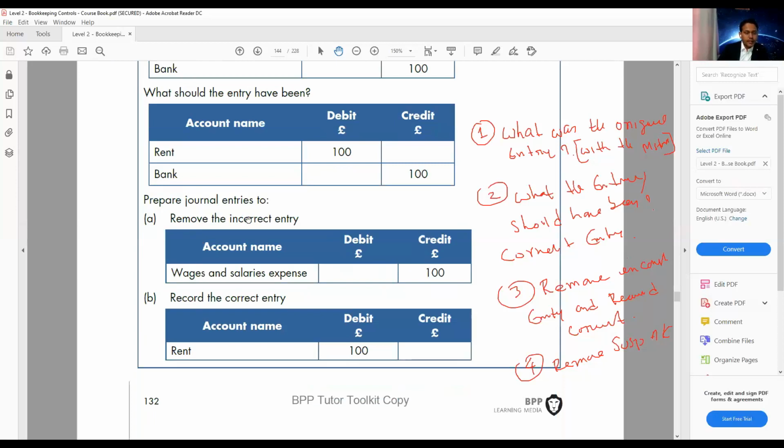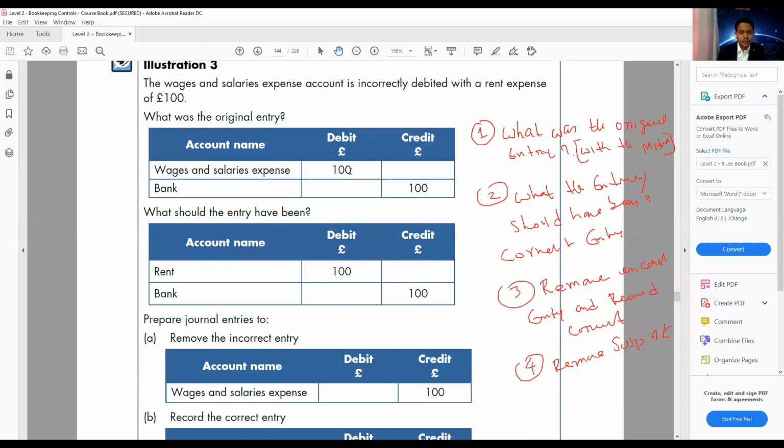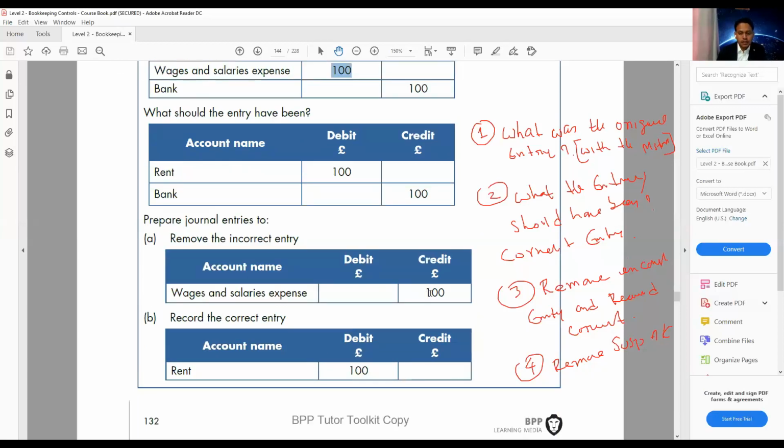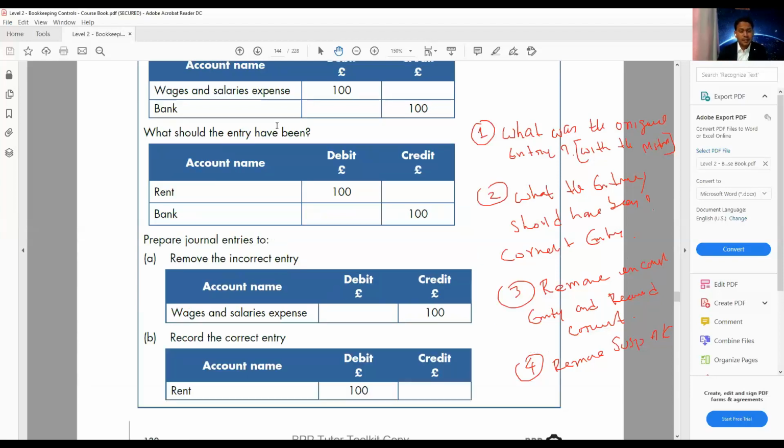So we take the incorrect entry, that is wages and salaries, £100. We remove that. It was debit before, so I'll make it credit, so that is gone. And I'm recording the new, correct entries, that is rent £100. That's it. So remove the incorrect, record the correct one. I'm not moving the bank because bank is correct anyway.